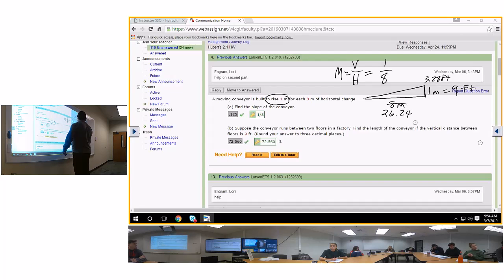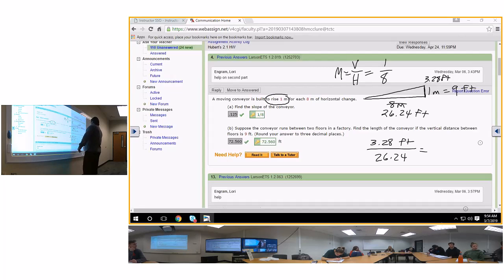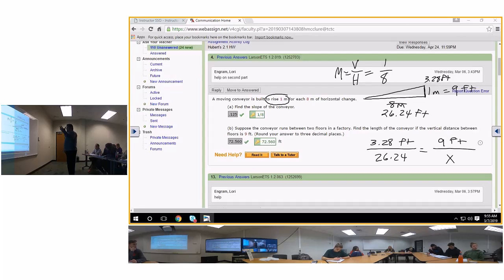26.24 what? Feet? And the only way I know to do this, and the way the question is set up, 3.28, that's vertical, feet, over 26.24 is equal to 9 feet over x. That's the only way I know how to do this. Now, the question, to me, that's what the question is saying, but that B really is not a good question to ask for this. But we'll try it.